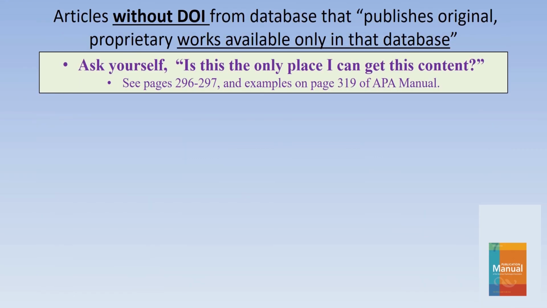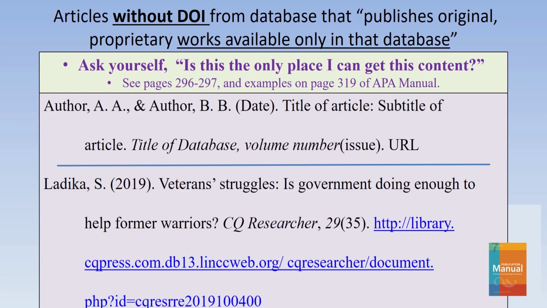An exception to this would be an article from a database that, quote, publishes original proprietary works available only in that database. CQ Researcher, which has original reports not published elsewhere, is this type of database. Ask yourself, is this the only place I can get this content? If yes, the source element would include the name of the database in title case and italics, and any other given publication information such as volume and issue number and a period. Then include the URL. In APA, do not put a period at the end of an entry after a DOI or a URL.